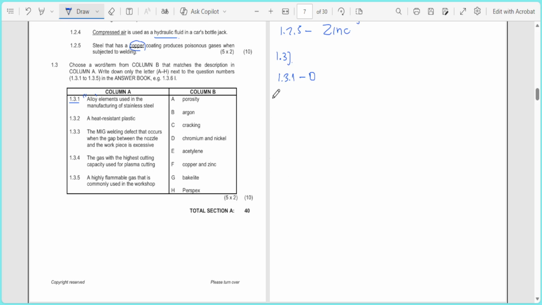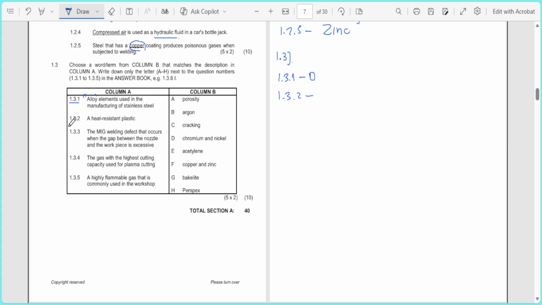Now, for the next question, 1.3.2. You know, I feel like I'm not only answering the questions, I'm somewhat giving a bit of a lesson on the side. So just let me know in the comment section if you do appreciate that approach, or should I just go straight to answering the questions?